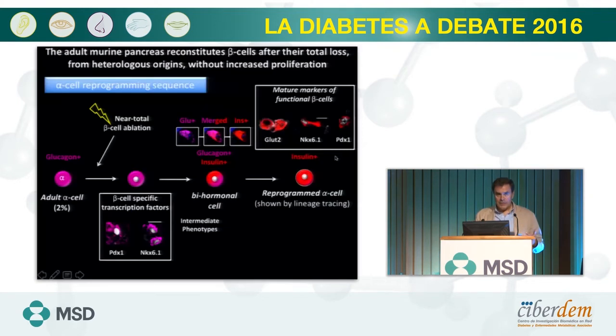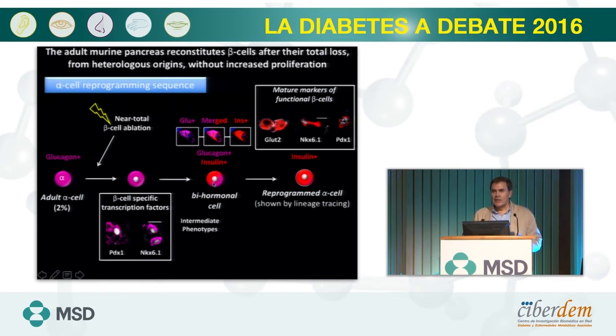So with this type of experimental approach, what we have seen is this reprogramming sequence of alpha cells, whereby by destroying the beta cells, some kind of signal makes about 2% or so of the adult alpha cell population undergo the expression of beta cell-specific transcription factors, such as PDX1, NKX6.1, and these cells become bihormonal.